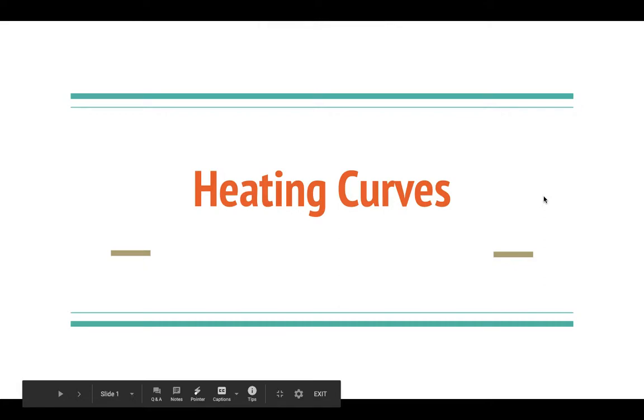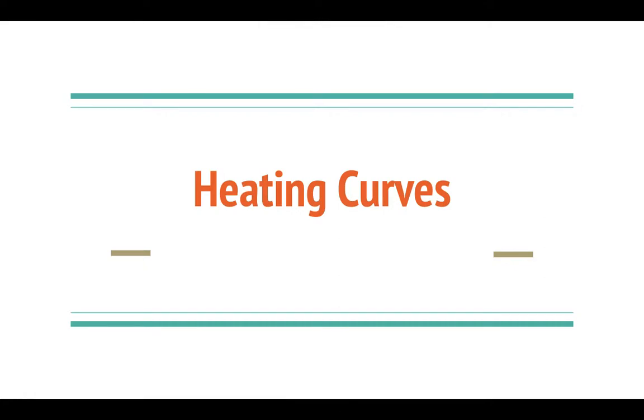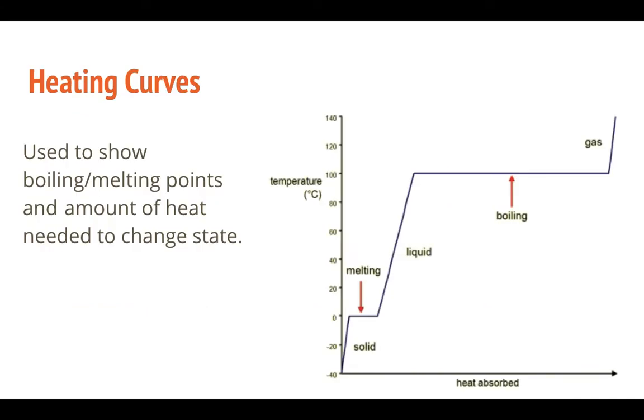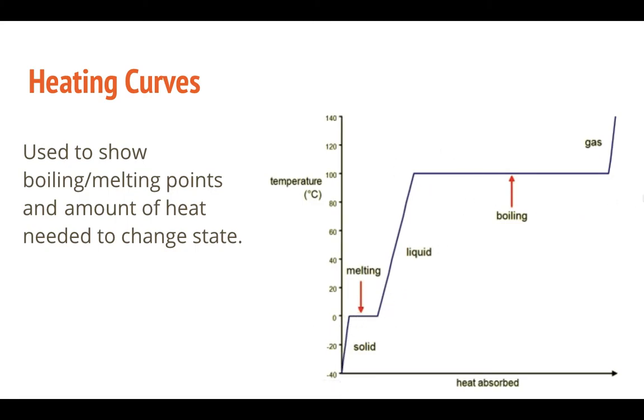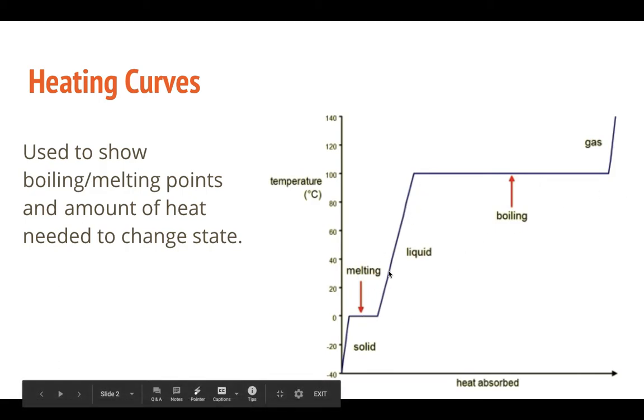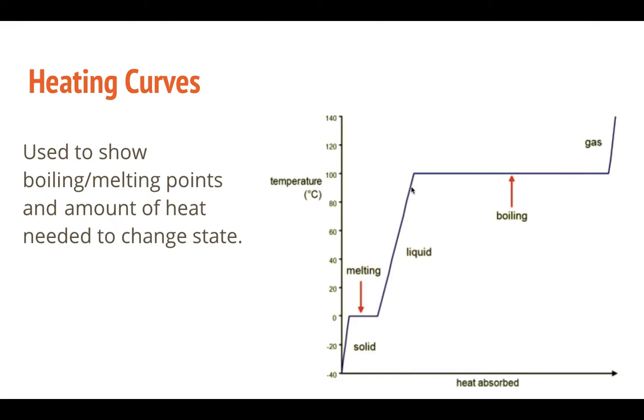Building off of that heat discussion we had in the previous video, we're going to talk about heating curves. Heating curves show boiling and melting points and the amount of heat needed to change state in a certain substance. They outline where things start to melt, where they start to boil, and how easily you can raise the temperature based on the slope of the graph.